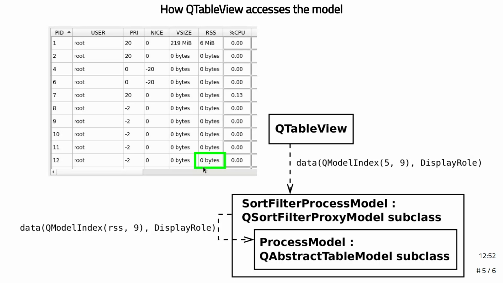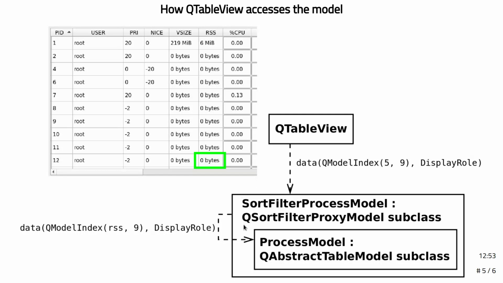Usually it will call the data function in your model, and it's going to pass in a QModelIndex in which the column is 5 and the row is 9. And then the display role will be the role that it usually wants to get, because it wants to get the text for display purposes.